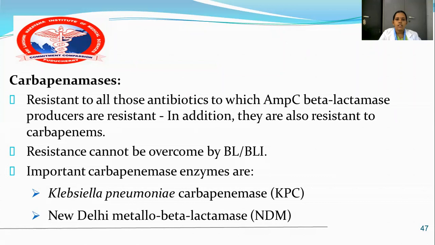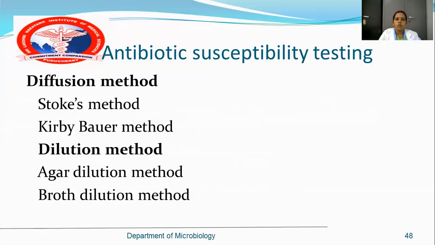Carbapenemases are resistant to the antibiotics to which AmpC beta-lactamase producers are resistant. In addition, they are also resistant to the carbapenems. Important carbapenemase enzymes are Klebsiella pneumoniae carbapenemase KPC and New Delhi metallo-beta-lactamase NDM, MBL-producing organisms.